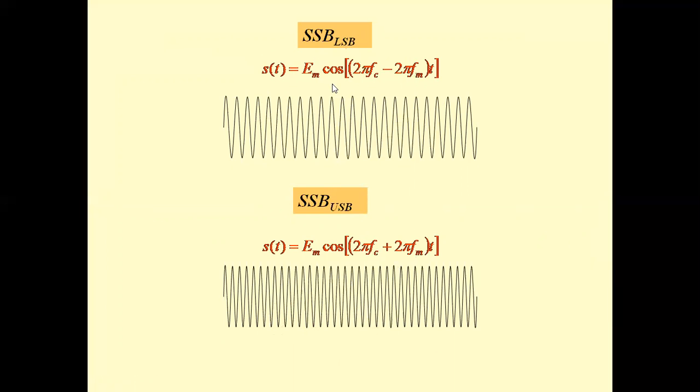You can transmit any one of the sidebands. So if you transmit lower sideband, it results in SSB modulation with lower sideband transmission. If you transmit upper sideband, it results in SSB modulation with upper sideband transmission. It is desirable to send the upper sideband since its frequency is FC plus FM and it can go up to a large distance compared to lower sideband. Practically, we transmit upper sideband for transmission over large distances.